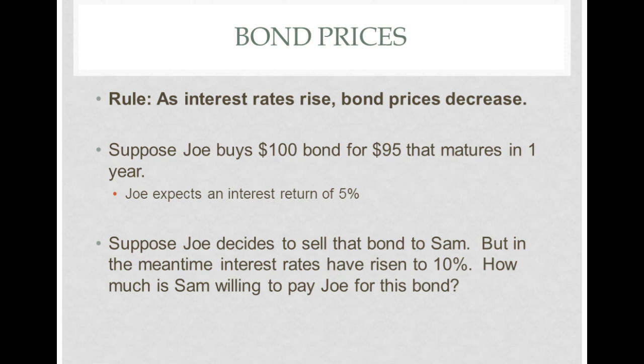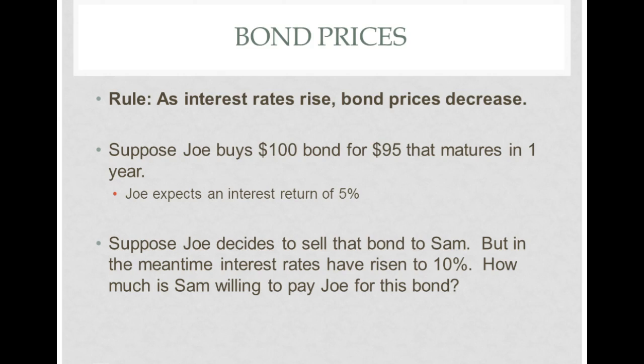Now, instead, suppose Joe decides to sell that bond to Sam. Why would Joe do that? There's lots of reasons Joe might do that. Joe might not want to have his $95 tied up anymore, or he might need that money quicker. We don't know why Joe might sell it, but there's lots of reasons he would. Suppose he does decide to sell that bond to Sam. Now, in the end, remember, that $100 is all that Joe or Sam is going to get back.